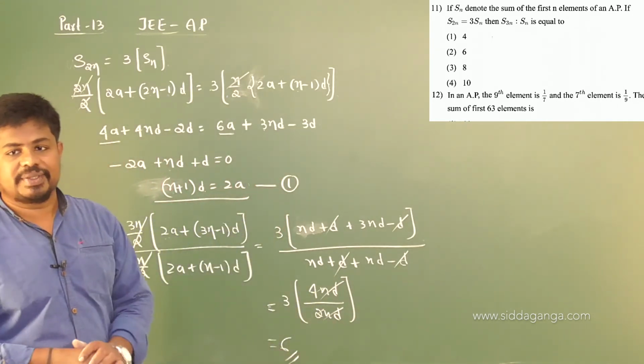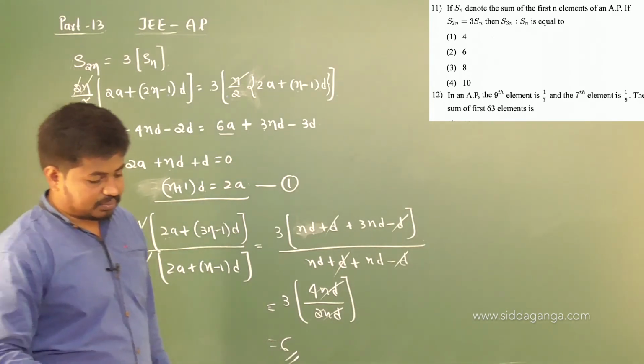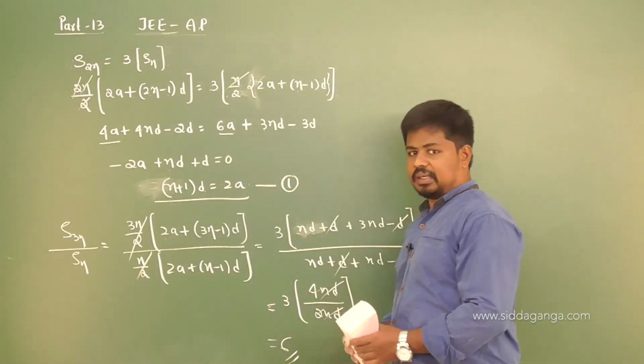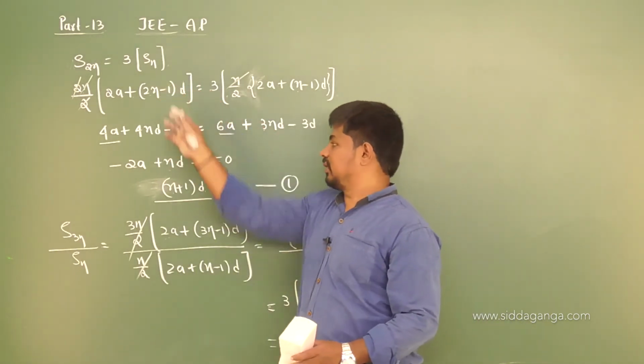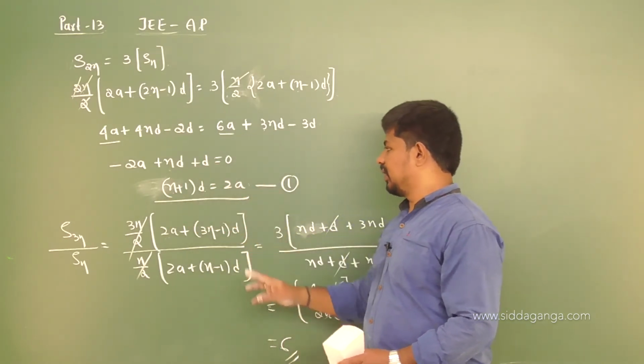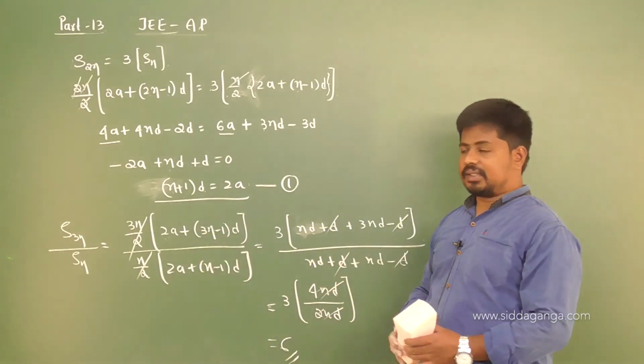In the options we have 6, so we can take the second option as the correct one. So simple, very simple. This is for getting this relation, n plus 1 into d, or nd plus d, is equal to 2a. Let me substitute this in the required thing, you get the answer, that is it.